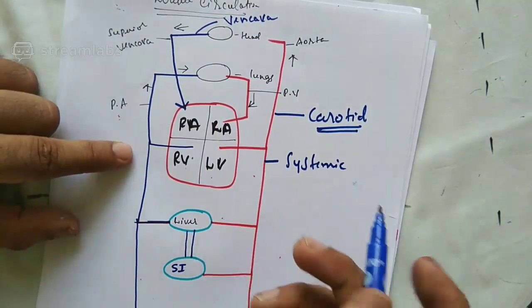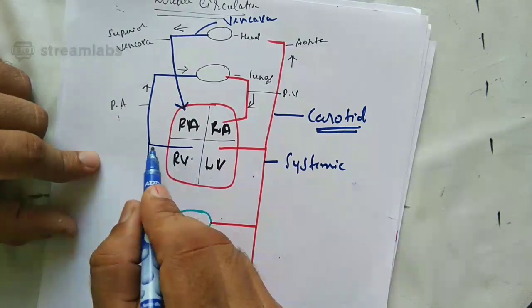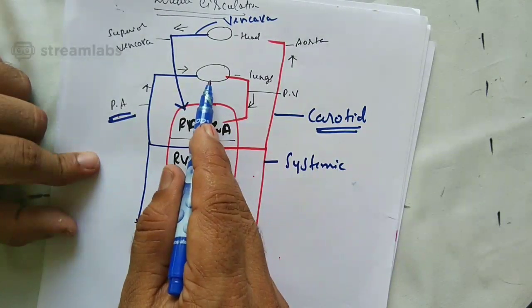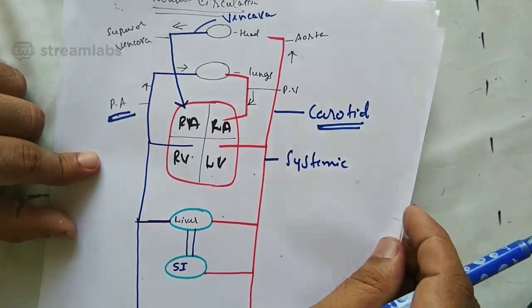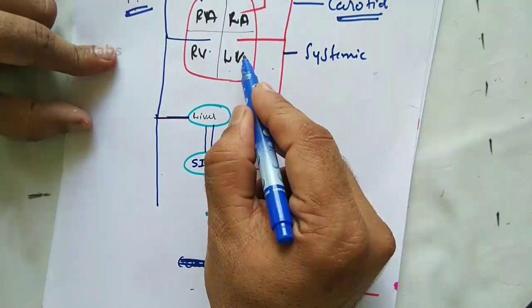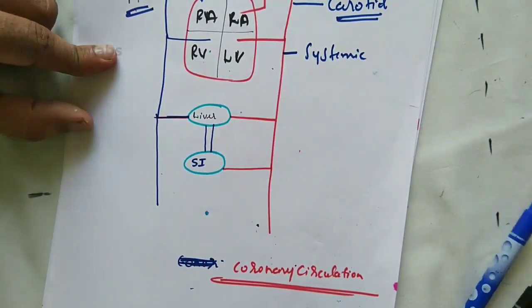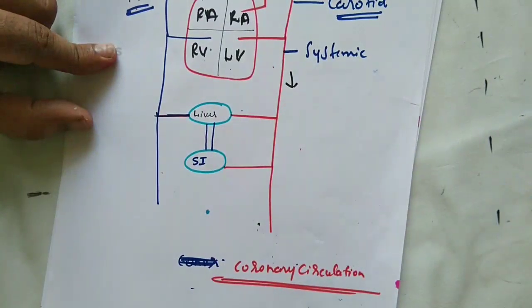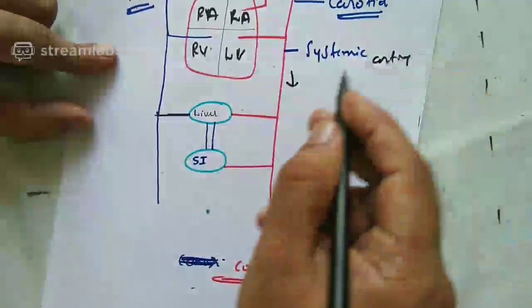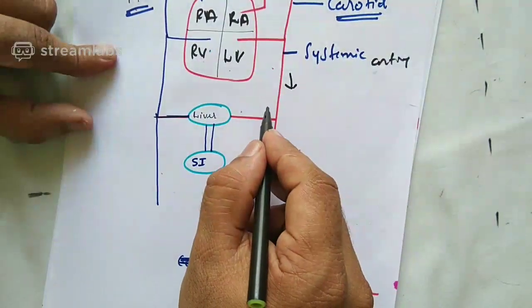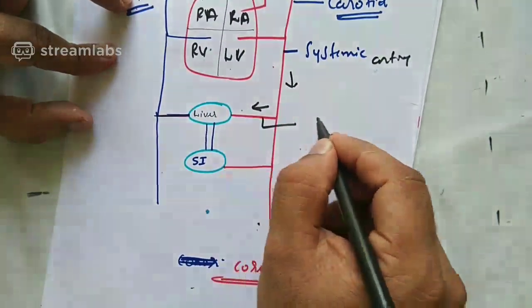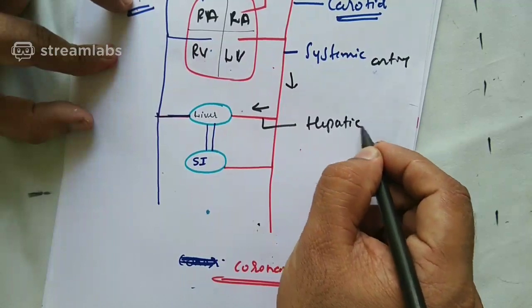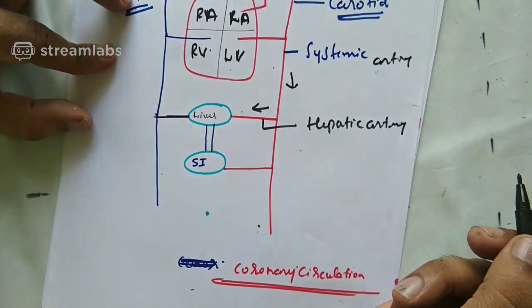Coming to the lungs here. From the ventricle, the blood is taken by the pulmonary artery into the lungs, coming back to the heart by the pulmonary vein. That you have studied already. But come to here, what is that? From the left ventricle, the blood comes down with the help of the systemic artery. As it comes down, the blood will be pumped into the liver by the hepatic artery.